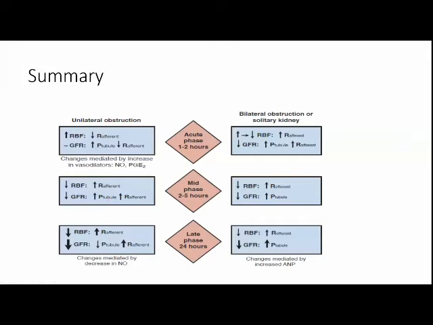There will be decreased renal blood flow and glomerular filtration rate, and there is increased afferent arteriolar constriction and increased tubular pressure. And as we go to the late phase, after 24 hours of unilateral obstruction, there is decreased renal blood flow and decreased glomerular filtration rate. The main changes are mediated mainly by nitric oxide. When compared to this, in bilateral obstruction it is mainly by atrial natriuretic peptide.